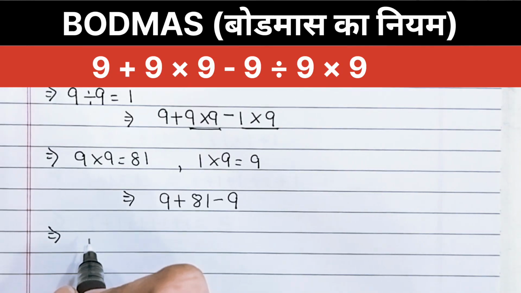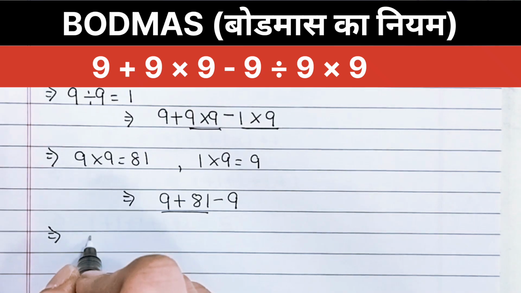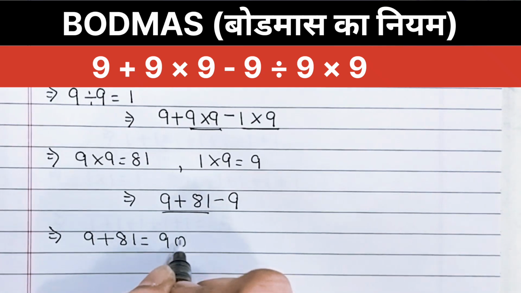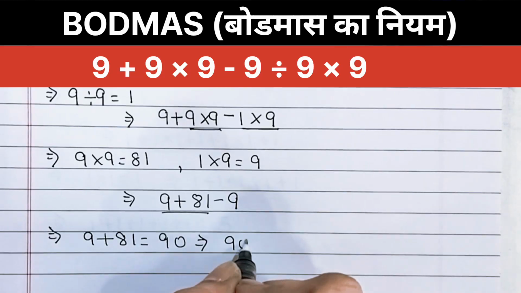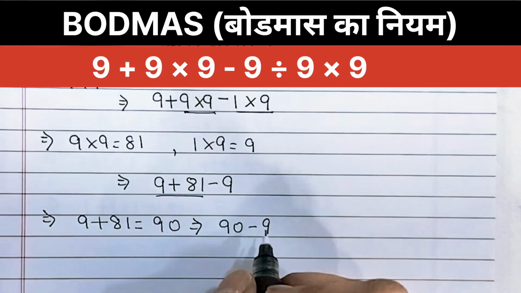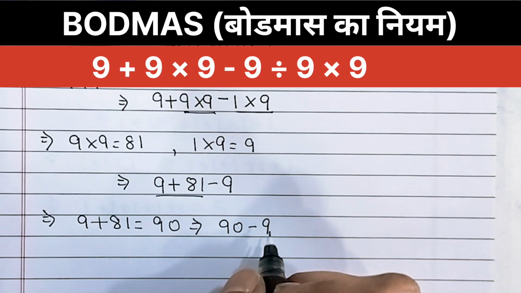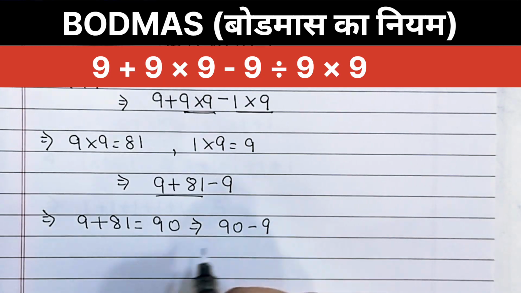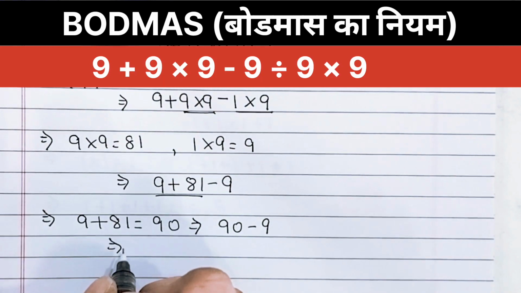Now, step 3, addition. Next we perform the addition part. So first we add the digits: 9 plus 81 equals 90. So now the expression becomes 90 minus 9. Addition is typically handled before subtraction to maintain a clear sequence, though they share the same priority level. So now the fourth step, subtraction.